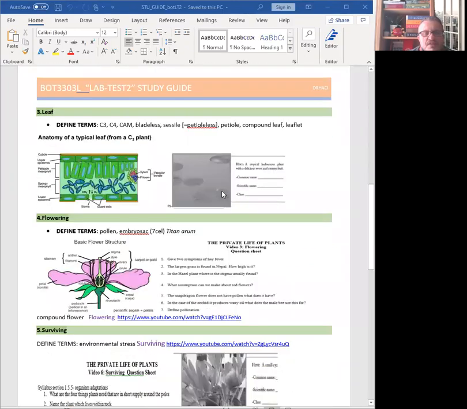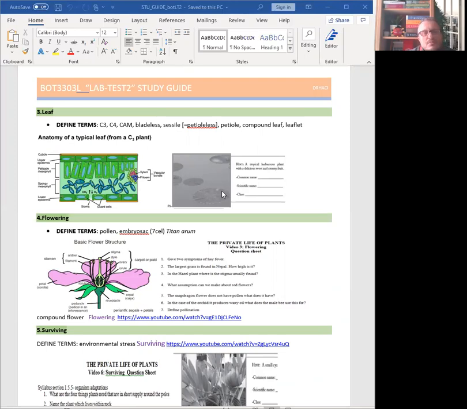The next lab is the leaf lab, which is an important lab because it covers leaf anatomy, leaf morphology, leaf distribution, and a little bit about photosynthesis, because the anatomy of the leaf also determines the photosynthesis type, or vice versa. We have 3 types of leaf anatomy. They are C3, C4, and CAM. Basically, these are based on the photosynthesis types of C3, C4, and CAM.